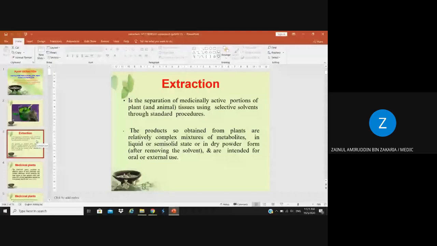So basically, why you need to do extraction, it is to separate medicinally active compounds or portions of plants. What you need is a solvent, whereby you put your plant, you soak your plant with that solvent, and then the things that come out from the plants into the solvent are taken up and used for further isolation process.